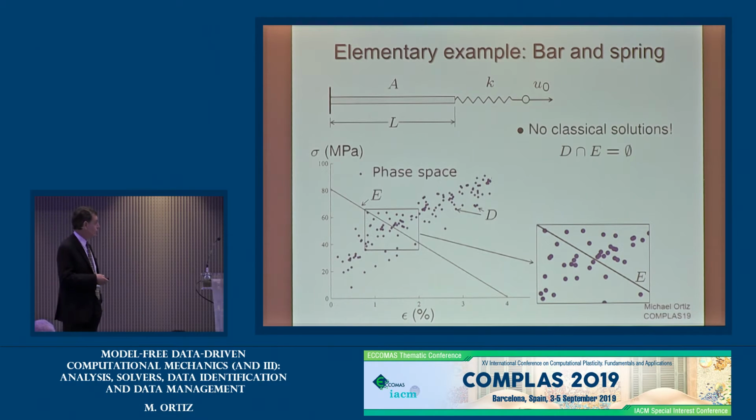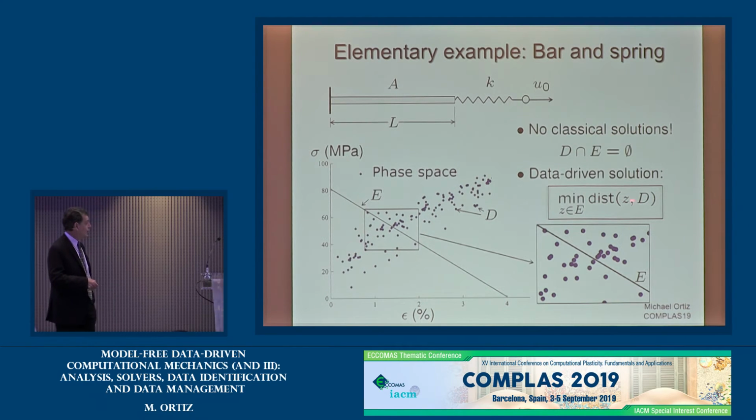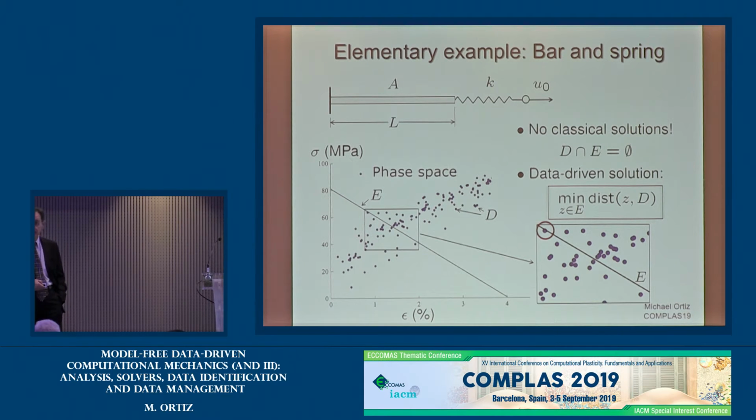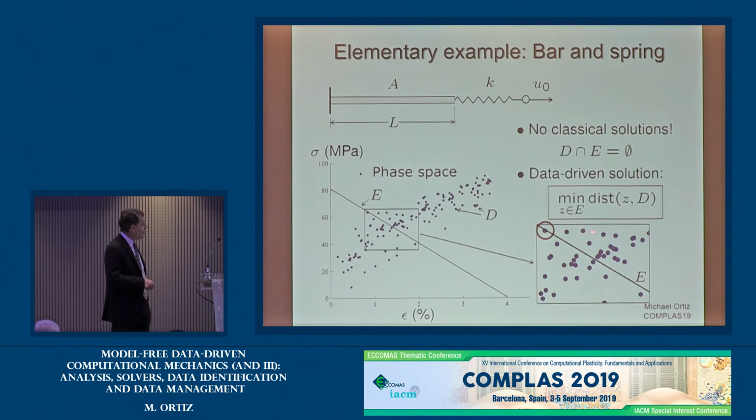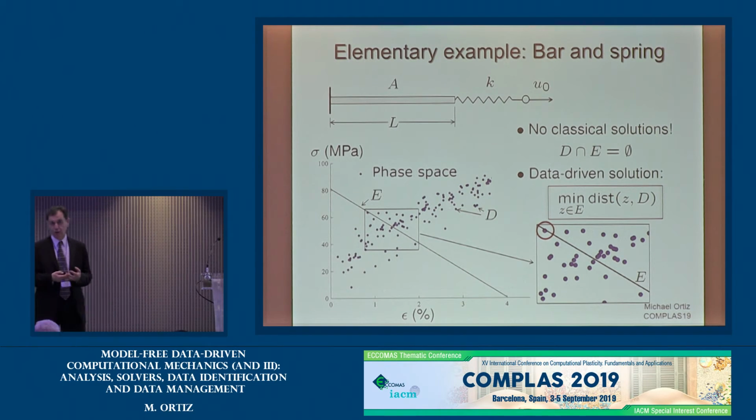So what to do? You have to generalize the notion of solution. So you take as the best possible solution the point in phase space, this would be Z, a strain and stress field that is admissible, and it is as close as possible to the material data set. So in this case, it would be this point there. Okay, so this point there, and the nearest point on E would define the data-driven solution. So it's a redefinition of what it is to solve the problem, based directly on a data set.